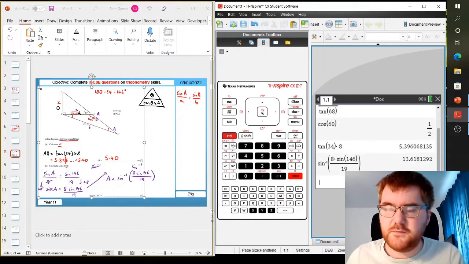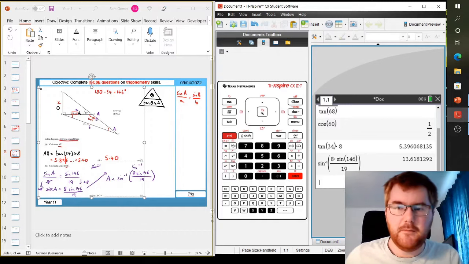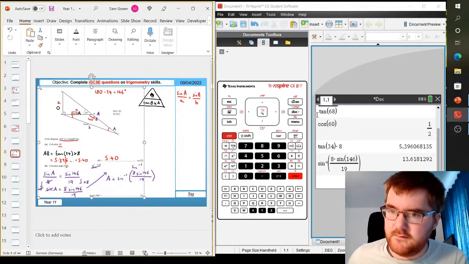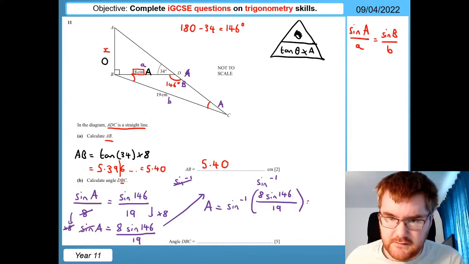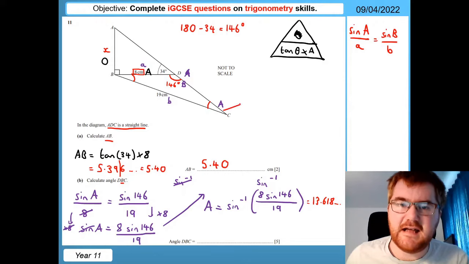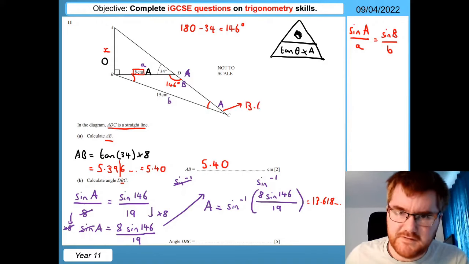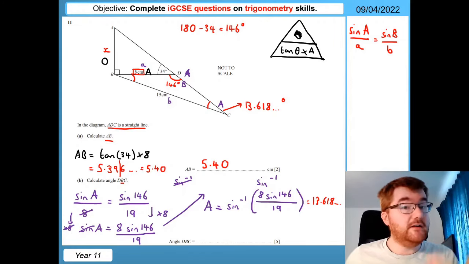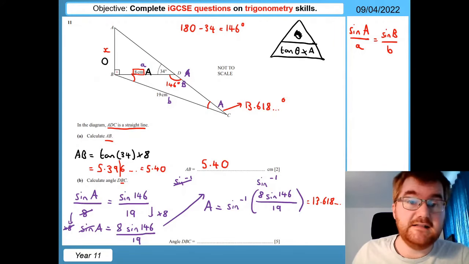If we work this out, we get the angle of 13.618 dot dot dot. So that's the angle here. Now, of course, that is not the answer that we're looking for here. We are looking for the angle DBC.